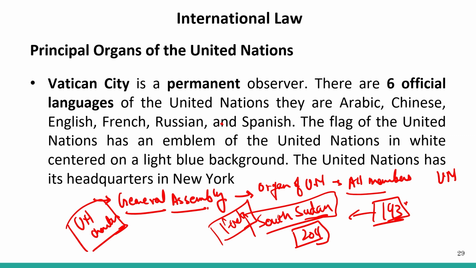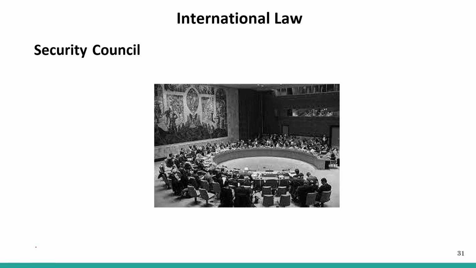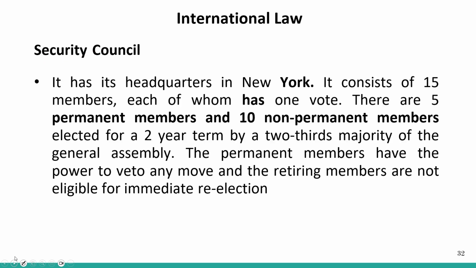Moving forward, let's try to understand the second organ of the United Nations, that is the Security Council. If you can see, the very first Security Council meeting was like this. The permanent members were there, the non-permanent members were there, and this is how the Security Council of the United Nations looks.